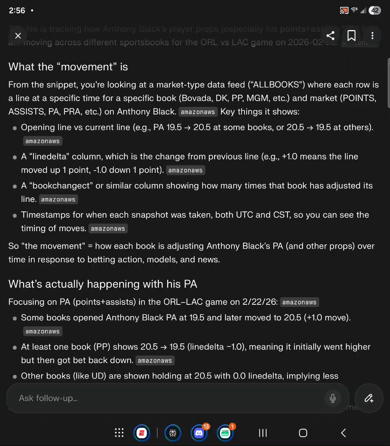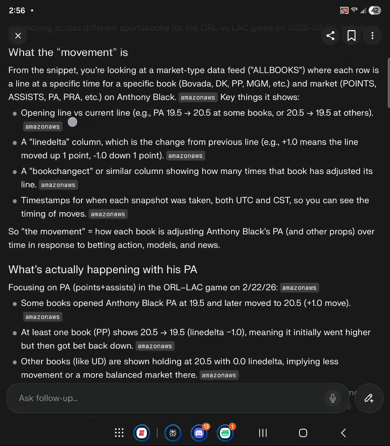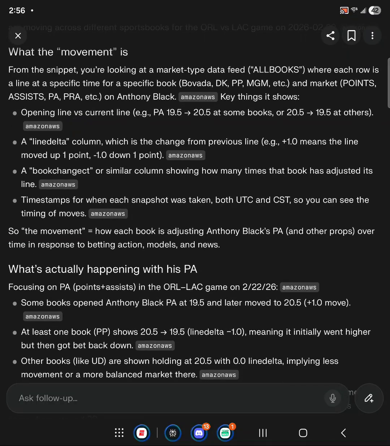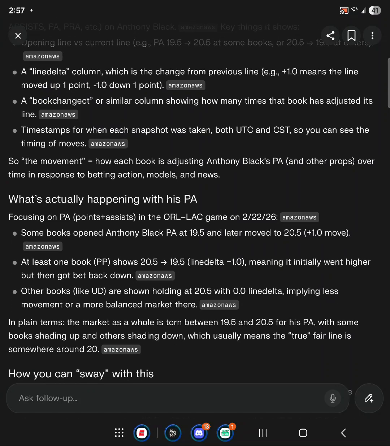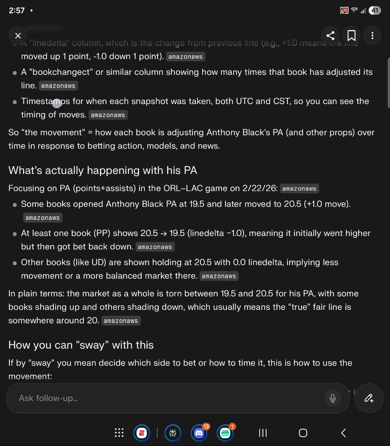That's saying that, hey, it's messing around. The line delta column shows the change from the previous line, meaning that the line moved up once. That's pretty much what the line delta data means. The book change or some similar column shows how many times that book adjusted its line. So you can see from this file the movement history, what happened throughout the whole day with this thing.